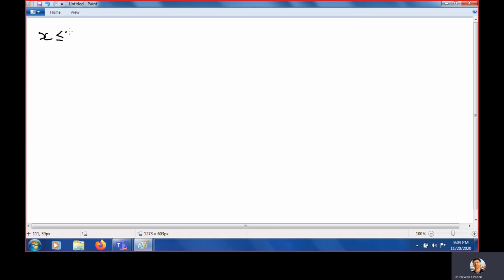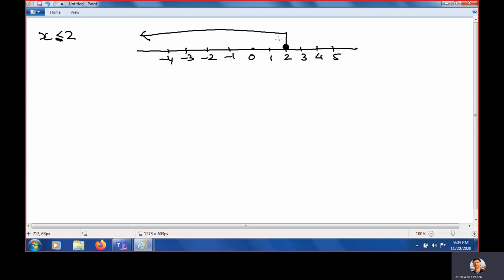Let us take x less than or equal to 2. If we are taking x less than or equal to 2, so look here, it is 0, 1, 2, 3, 4, 5, and it is -1, -2, -3, -4. So 2 means here, and the equal symbol is there. Equal symbol means this dot will be black. It is not an open dot, it is closed. Less than means it will be this side. Clear? Now cover it. So all values in this region are less than or equal to 2.